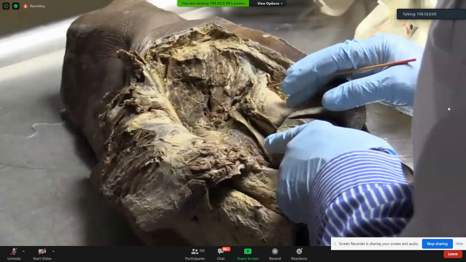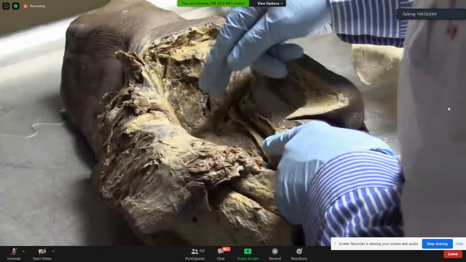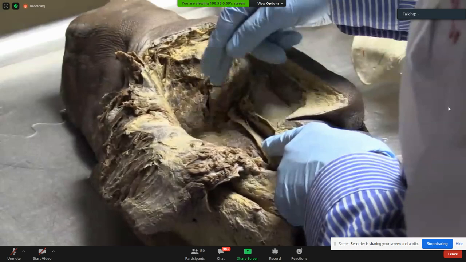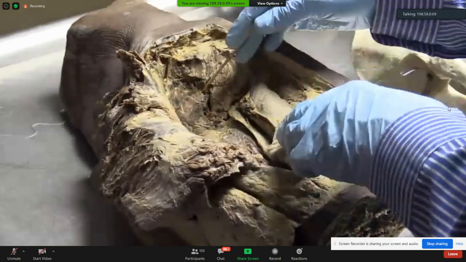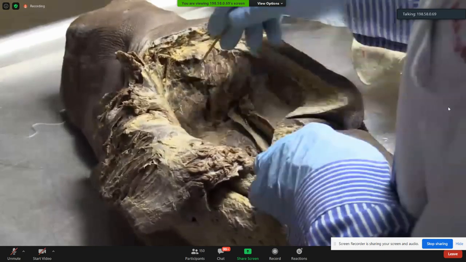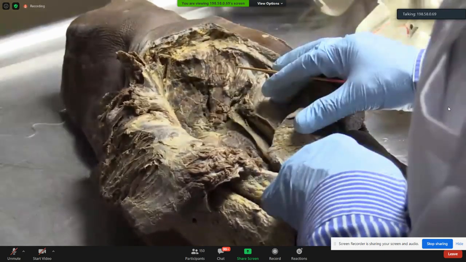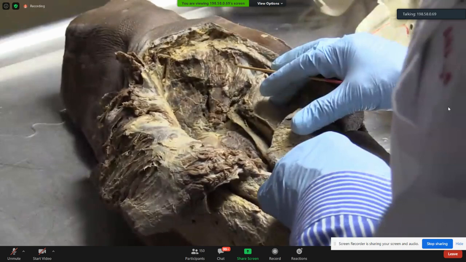What you should appreciate about the small muscles of the gluteal area is that they are usually abductors.